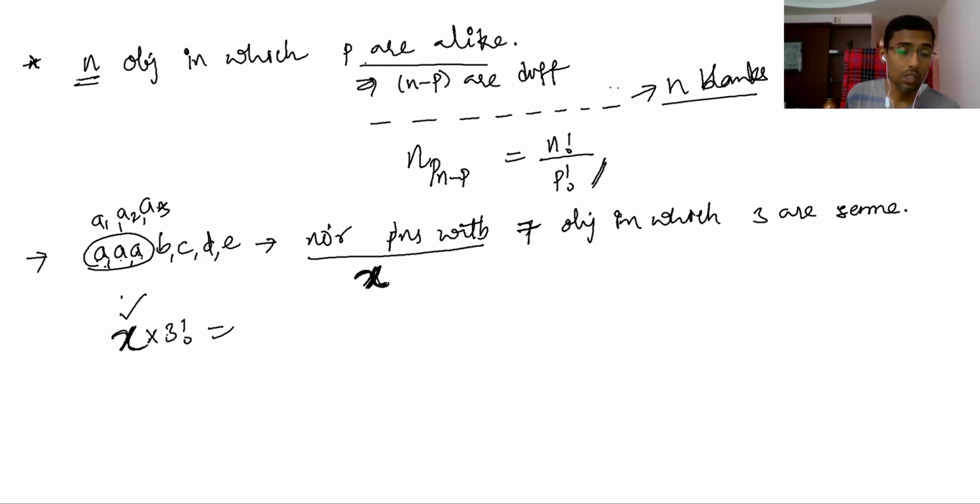When 3 objects are different, with a total of 7 different objects, what do you get? 7 factorial. So therefore x will become what? 7 factorial by 3 factorial. This way also you can do.